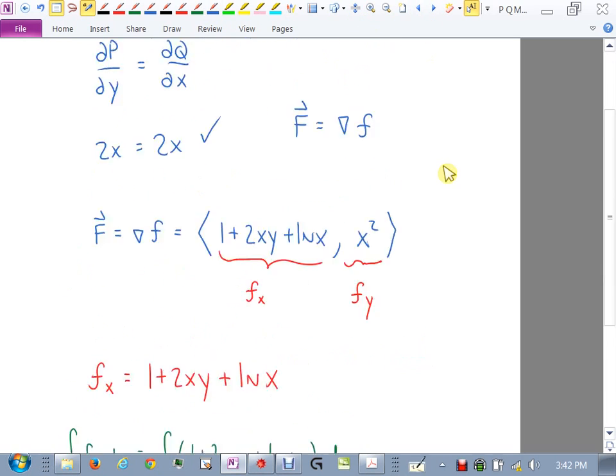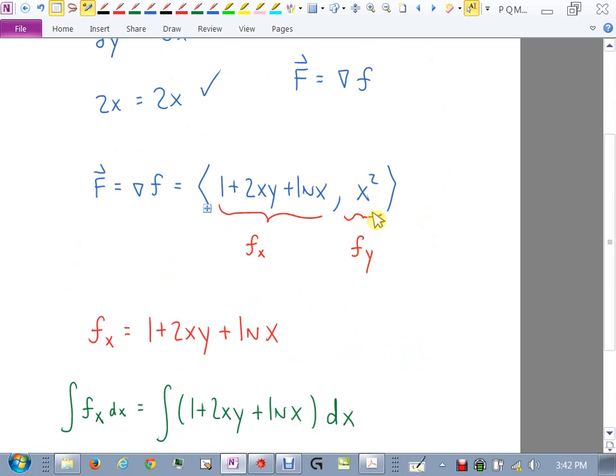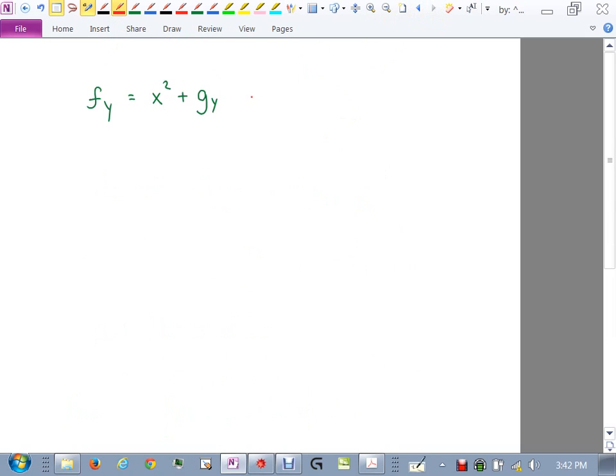Don't we? Go back up here. We know that that's supposed to be x squared, isn't it? So if I go back to this, I say, but fy must be equal to x squared. Therefore, x squared plus partial g with respect to y must equal x squared, right? Those have to be equal to each other. Which means what? Partial g with respect to y must be 0. The partial of g with respect to y must be 0. So now what?